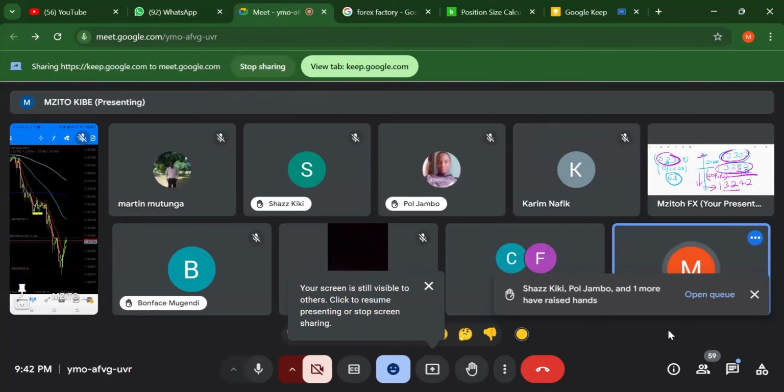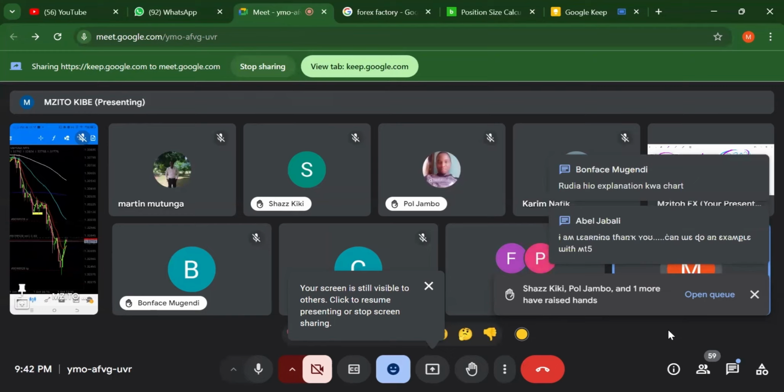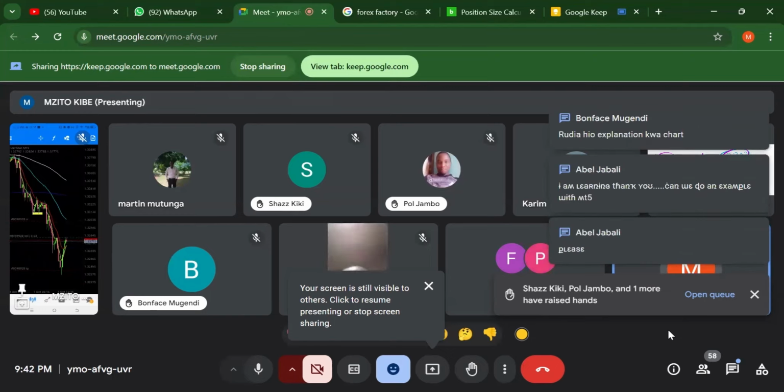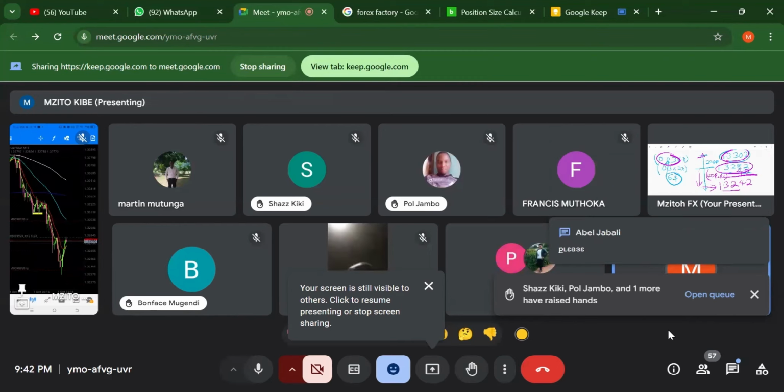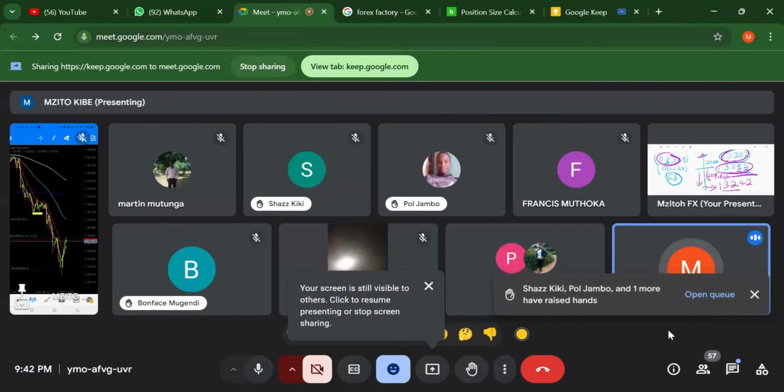Again, we will start our analysis on the list of currencies. Can you do an example with the MT5? Abel, I don't have an MT5 demo account. All the MT5 accounts that I have are real. So tomorrow I'll do one example of MT5, then we go to strategy.